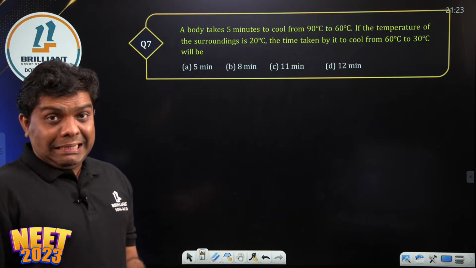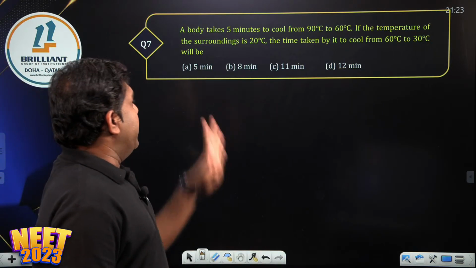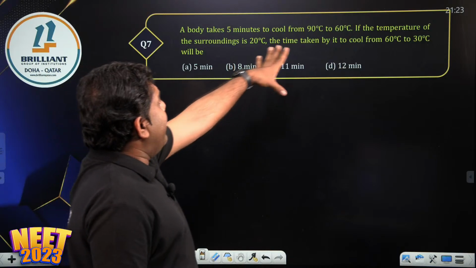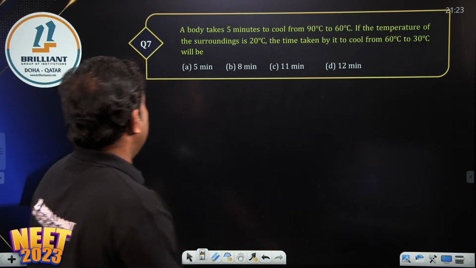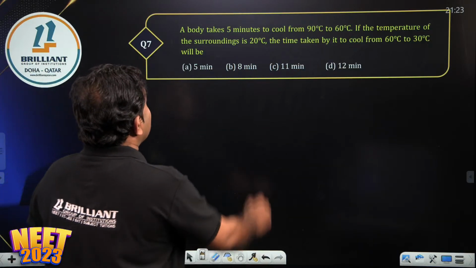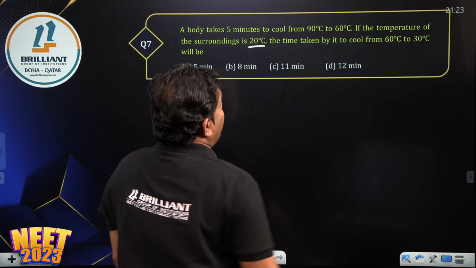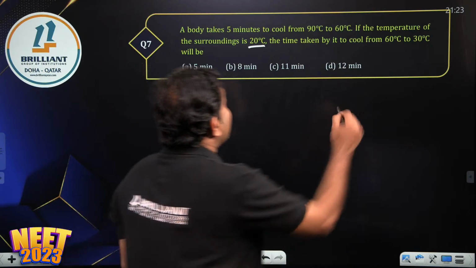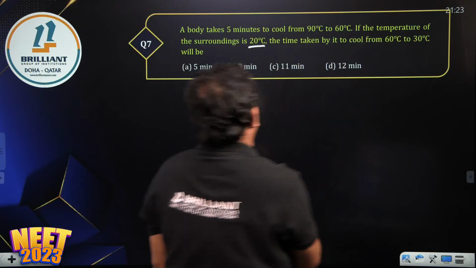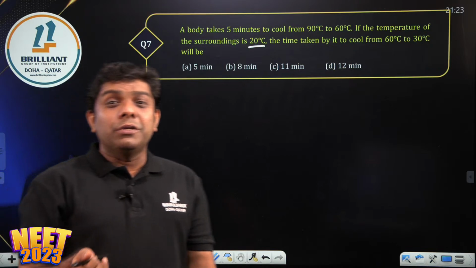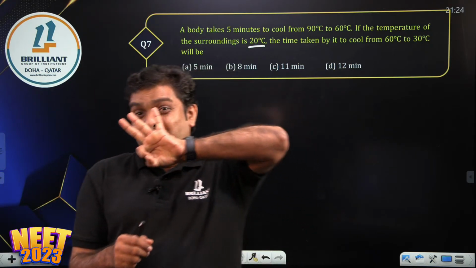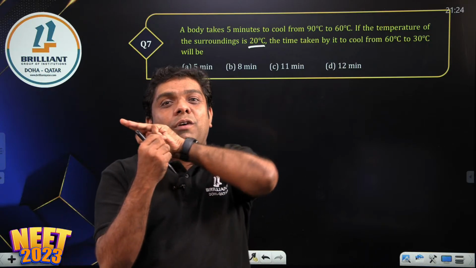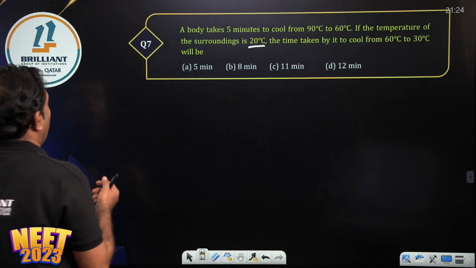A body takes, please see, 5 minutes to cool from 90 degree to 60 degree. If the temperature of the surroundings is 20 degree, time taken by it to cool from 60 degree to 30 degree is how much? You know, it is actually Newton's law of cooling. We said there are 3 laws in this chapter. Newton's law of cooling. What is Newton's law of cooling?